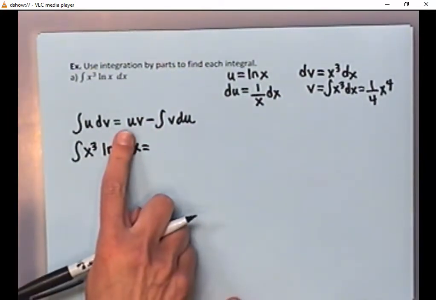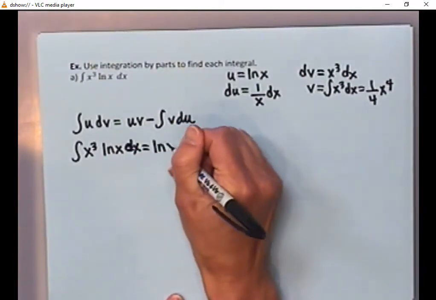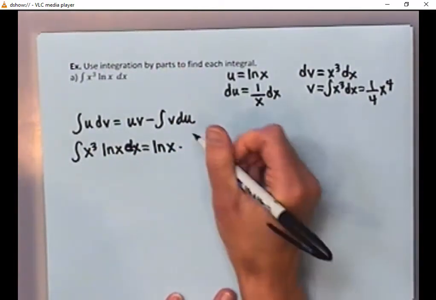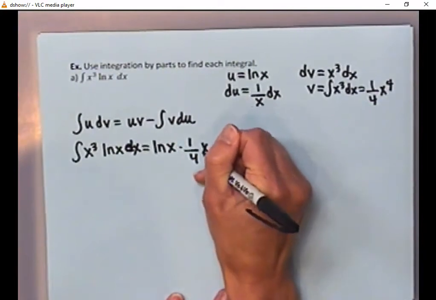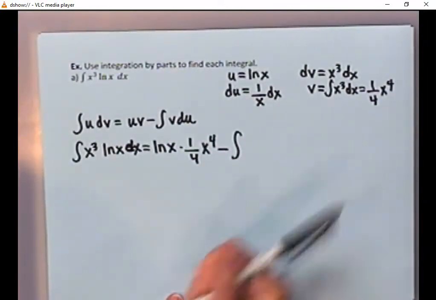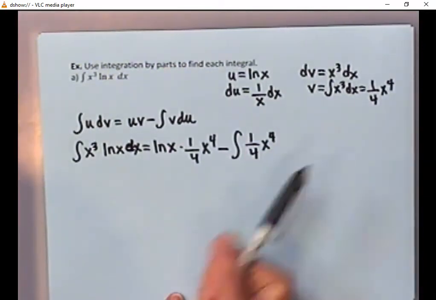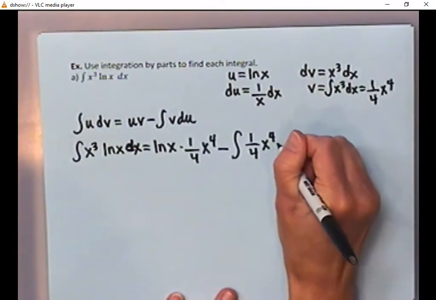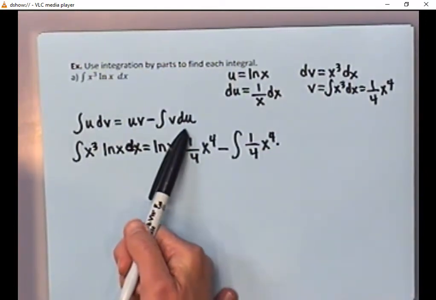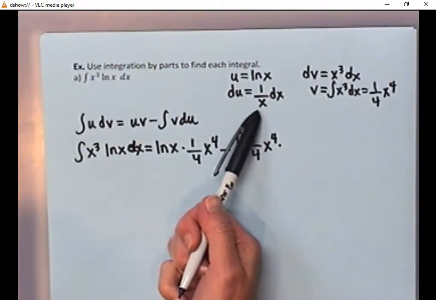Okay, so I fill in the pieces, right? The first one, the u is ln of x times the v, which is 1/4 x to the 4th, minus the integral of 1/4 x to the 4th. There's your v, right? And it's being times by the du. What's du? 1 over x dx, right?